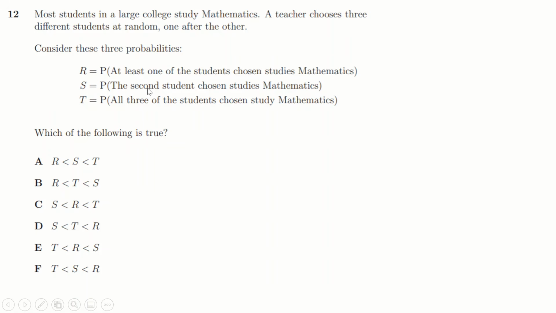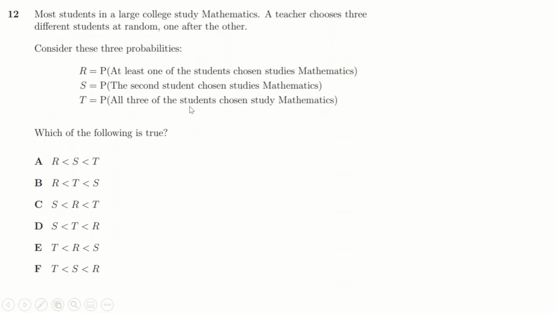The student has to be the second one, along with whatever you want on the others for the first and third. So this must be a smaller probability than that, because it's just a more carefully selected version of this. It's a smaller set, because this could be any one of them, whereas this has to be the second. This has got to be more likely than this.